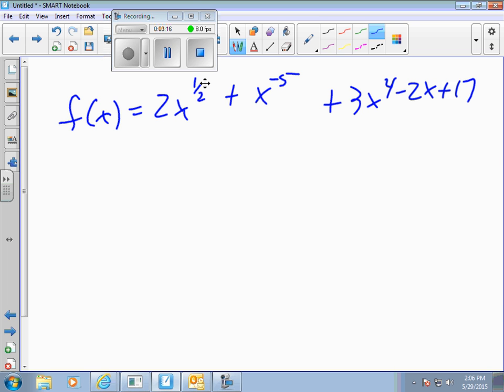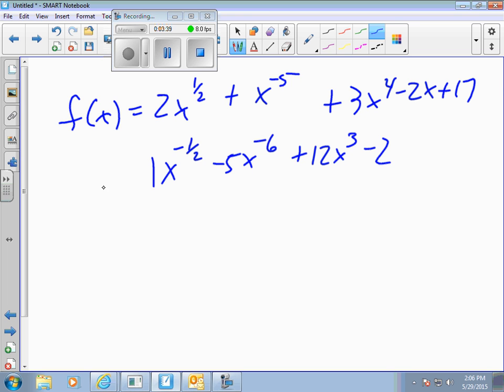So I'm going to bring my half out front. 2 times half is 1. X to the -1/2. 1 less than a half is -1/2. Bring my -5 out front. 1 less than -5 is -6. Bring my 4 down, gives me 12. X to the 3rd. -2. X to the 0. And then derivative of a constant is 0.